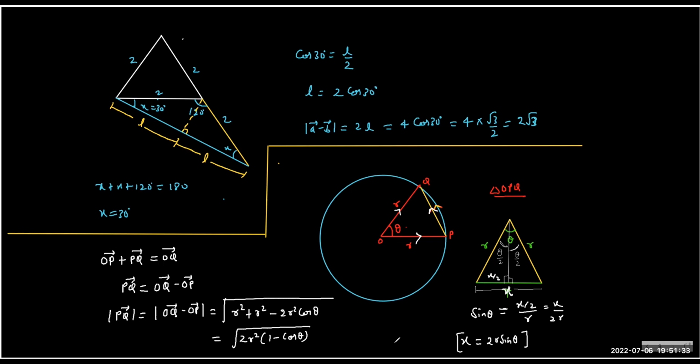Now you can see this answer is not matching the answer which we're looking for. So how to match? For that we need some rules of trigonometry. And what are those rules? Let me show you. The rules are simple. 1 minus cos theta we can actually write as 2 sine square theta by 2.